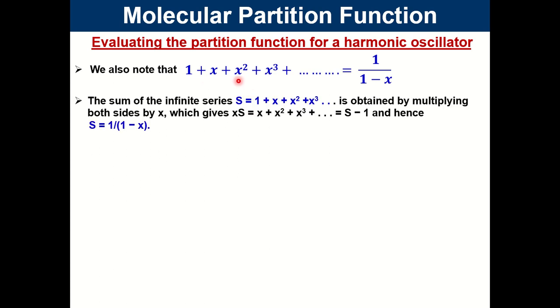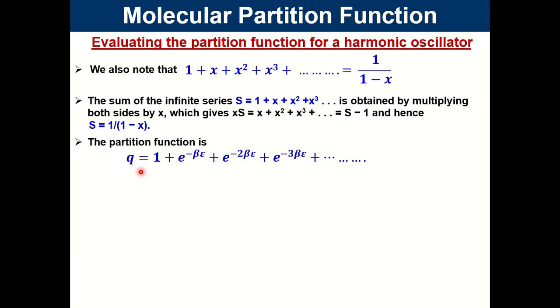The series 1 plus x plus x square plus x cube and so on can be expressed as 1 by 1 minus x. The sum of the infinite series, S equal to 1 plus x plus x square plus x cube, is obtained by multiplying both sides by x. So multiplying by x, this becomes x plus x square plus x cube and so on, which you can also write as S minus 1, and hence S is equal to 1 by 1 minus x.